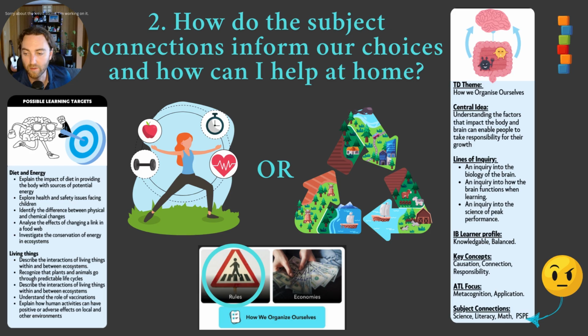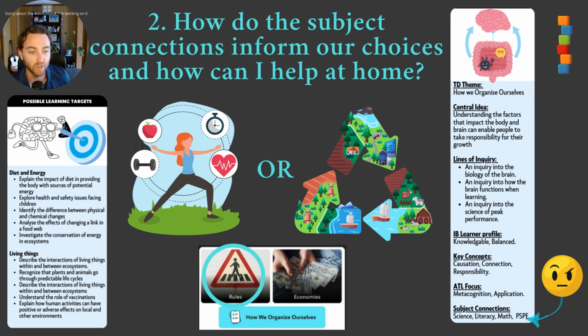One of them being about diet and energy, and the other one being about living things and how things interact between ecosystems. For our unit of inquiry that we're looking through, we chose to focus on the impact of diet in improving the body and sources of potential energy, as well as the difference between physical and chemical changes and how that impacts performance.